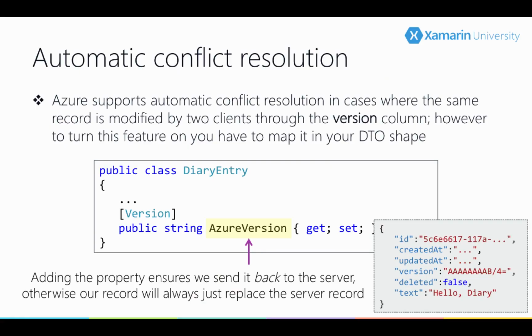To turn on the automatic conflict resolution, all you need to do is add the version property into your DTO. And remember that this is a system column. The reason Azure doesn't notice the conflicts today is we aren't sending the version with our updates, we're only sending the required fields. By mapping this column into our DTO, we capture it as part of our data, and it can then send it back to Azure when we make a change. And then Azure can compare this version, which changes each time someone updates the row, against the server-side version. So if they're different, it notifies us about the conflict.